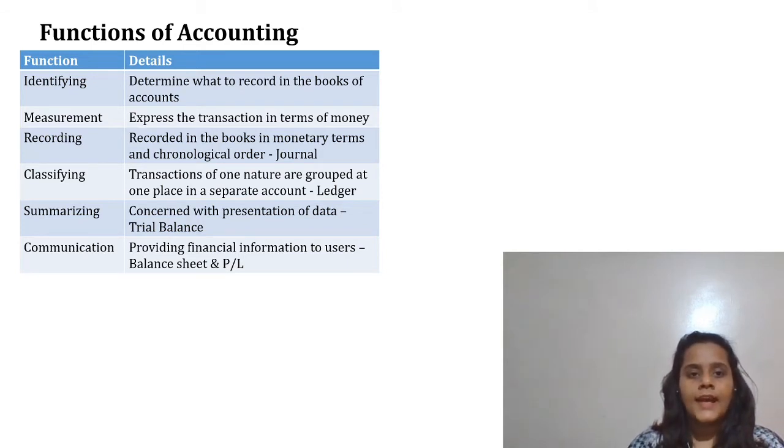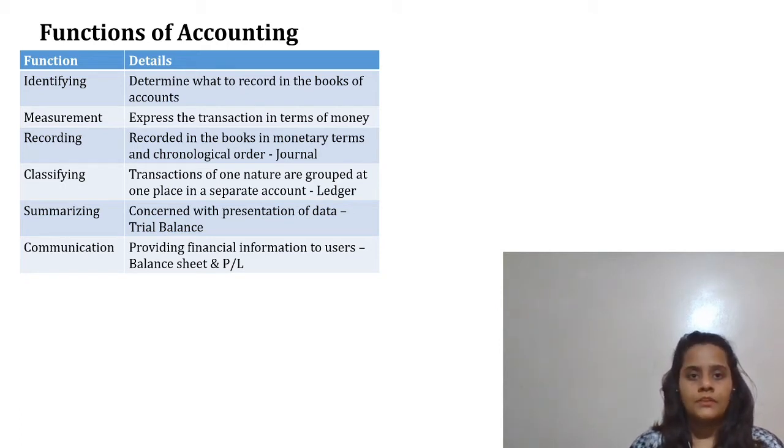That ledger will show how much total rent you have paid, and on what all dates, during that accounting period. That is called a ledger, that is, the grouping of transactions of one nature in a separate account.